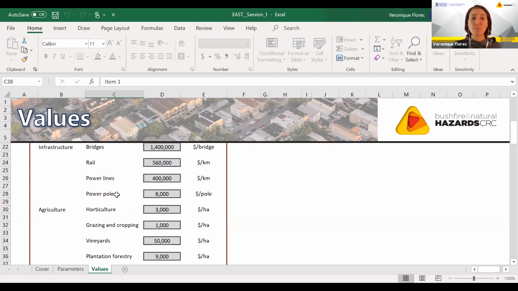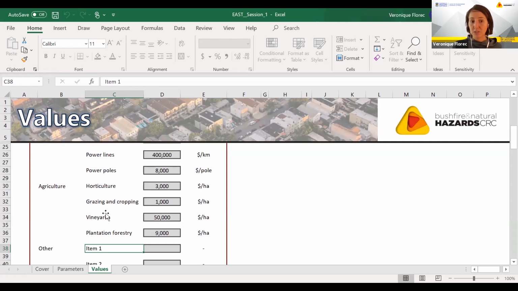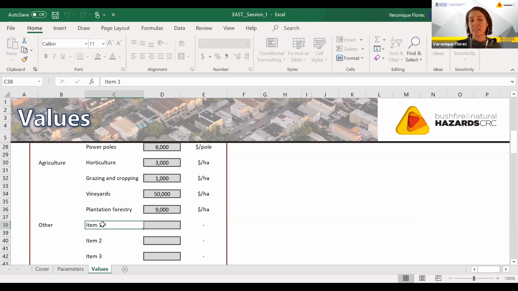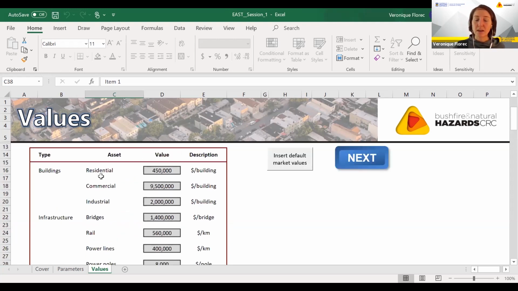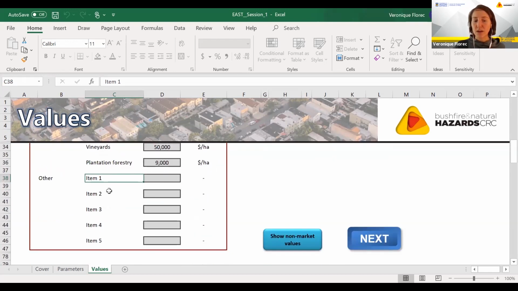Or there might be some power poles destroyed, so there is an electricity outage. Because of that, some businesses might have had to close. And so we have other impacts as well that are not actually listed here. So you could add them here in other items.